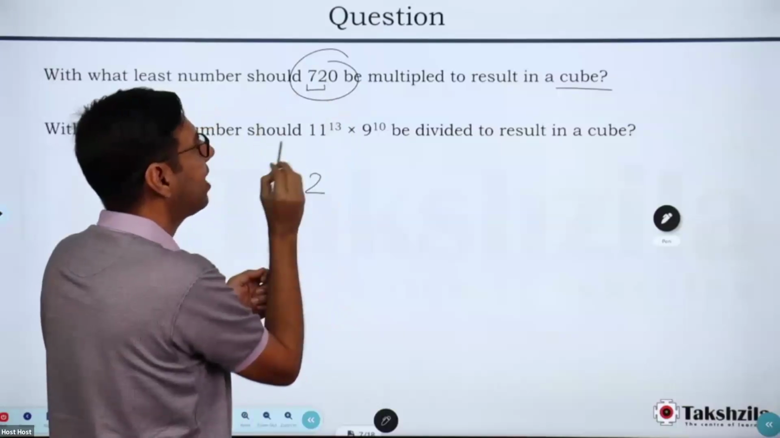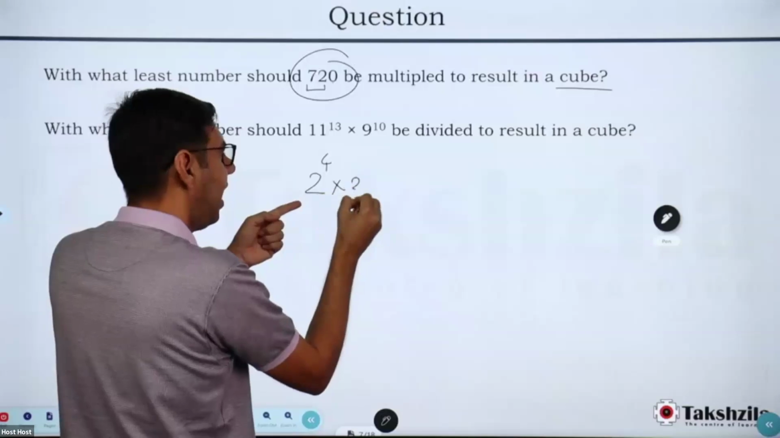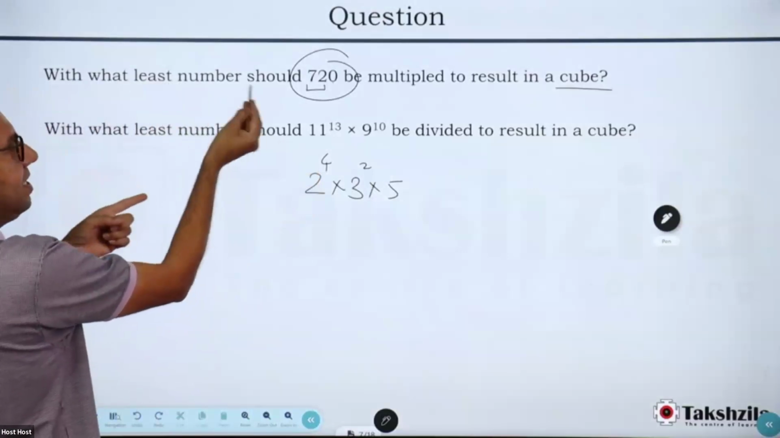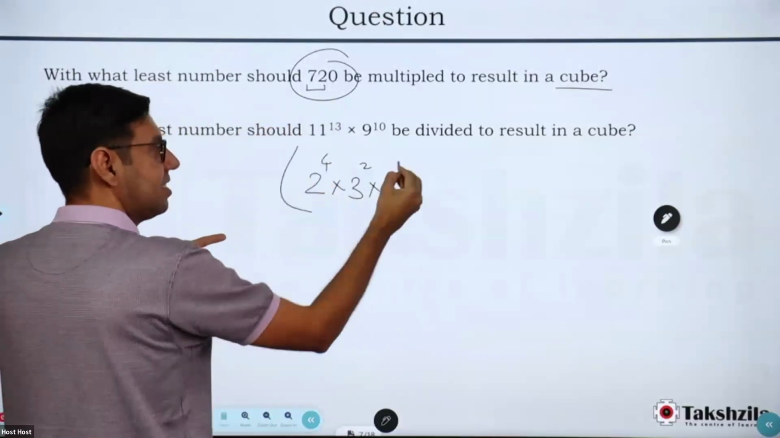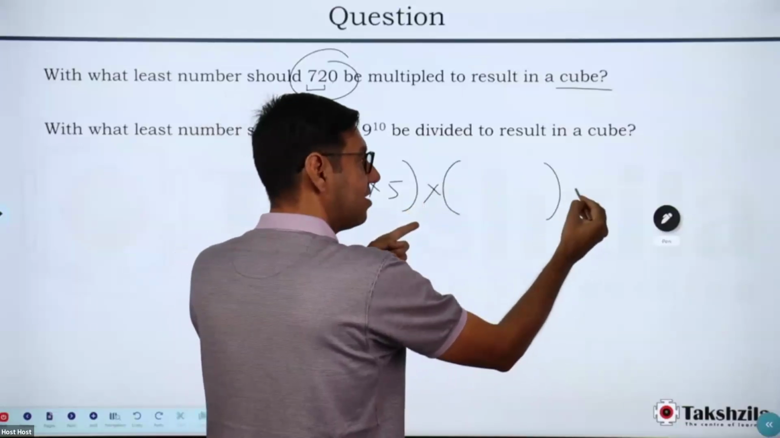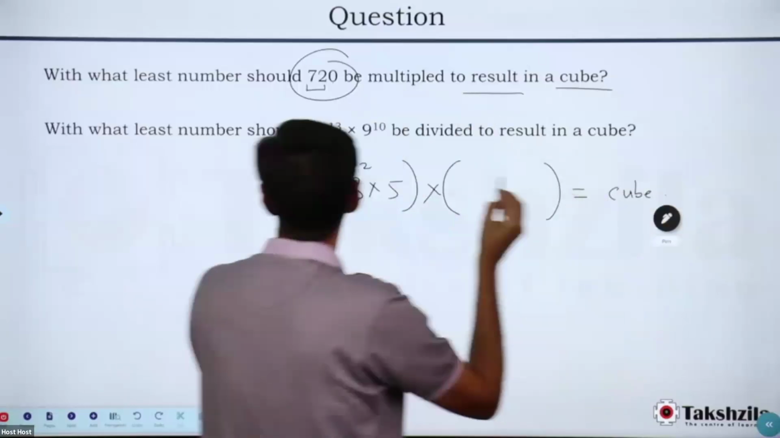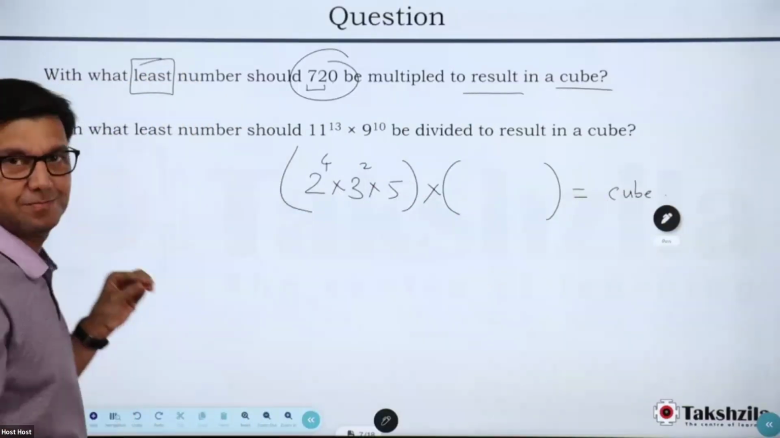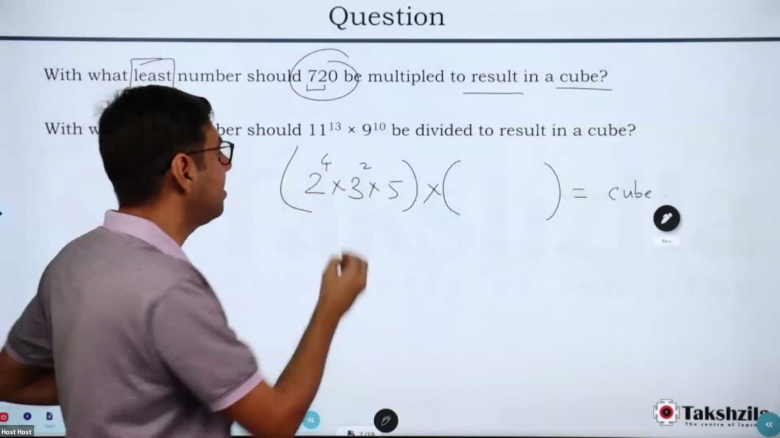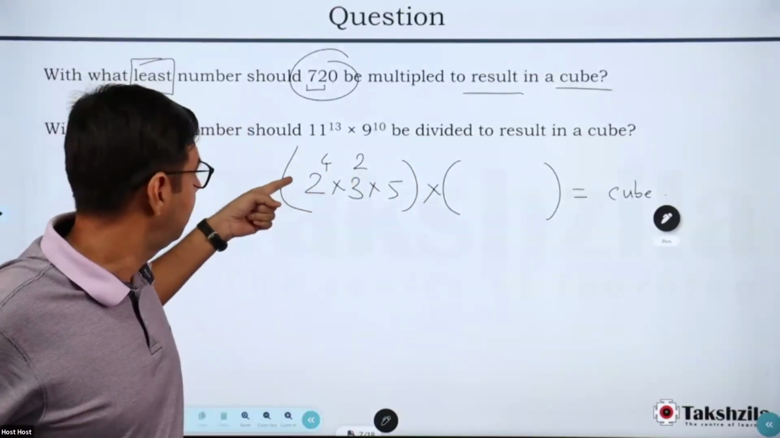72 is 8 into 9, and 10 has a 2, so 2 raised to 4, 3 squared and a 5. Now tell me, with what least number should this be multiplied? Look at the format of how you do it. You need to multiply it so that it results in a cube, and this is the least. So you want this to be a cube. Is this a cube now? Where is the problem? Think.